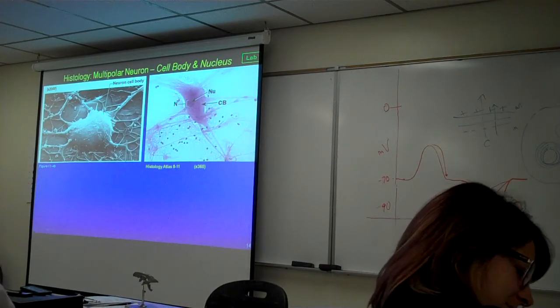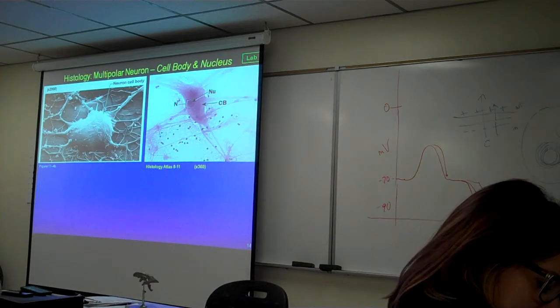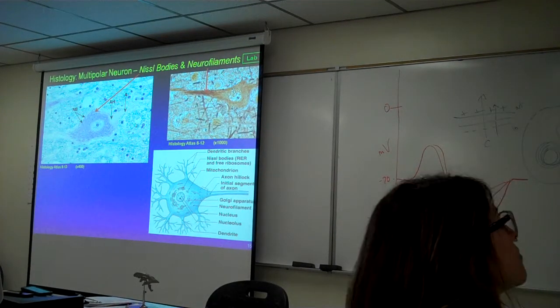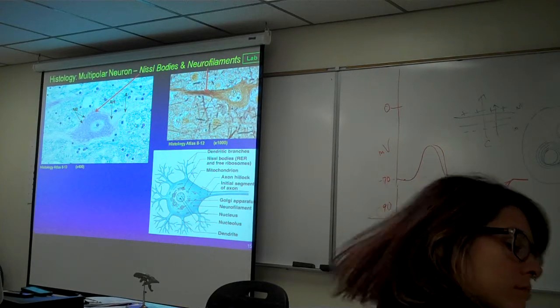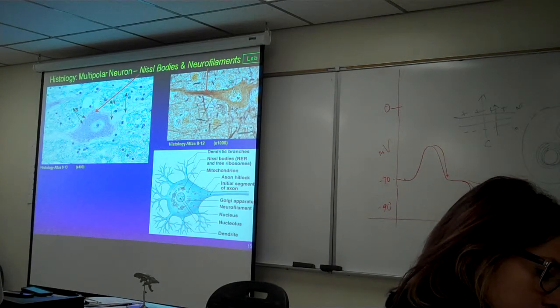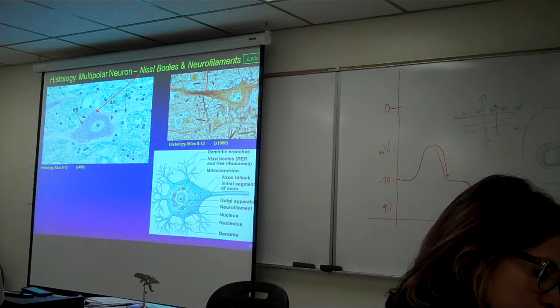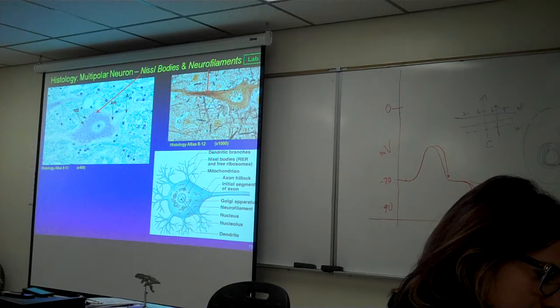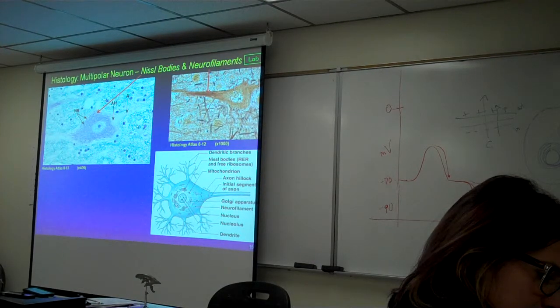RER, rough endoplasmic reticulum, has a histological nickname. It's called Nissl bodies. And that's one way that you can stain for cell bodies. One way to highlight a neuron cell body is to stain the RER because it's so extensive. It kind of highlights the whole shape of the cell body itself.